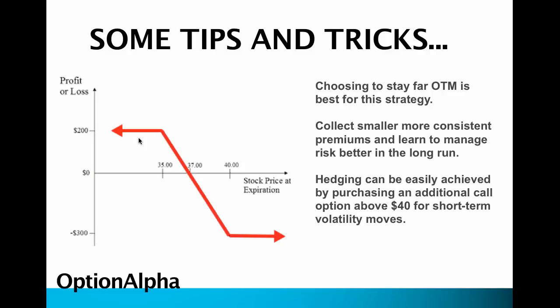Hedging is very easy with these. What we can do is buy an additional call option above the 40 strike for short-term volatility moves. So if we enter this position and we start to see the stock possibly make a breakout higher, we can go right in and buy an extra call option here, which will reduce our overall exposure and potentially lead us to profiting from this strategy at the end of the day if we have a huge volatility move. Again, take a look at some of the other strategies that we've talked about in other videos, particularly some of the back spread strategies, for more information on this.